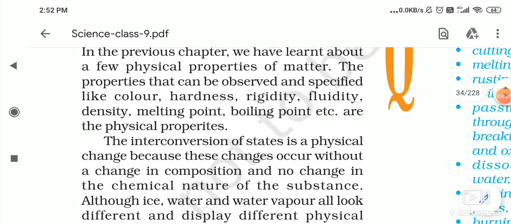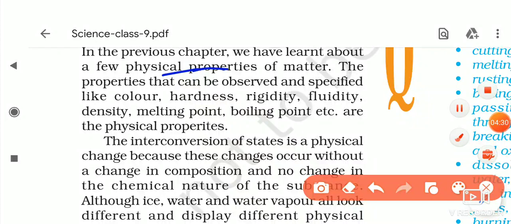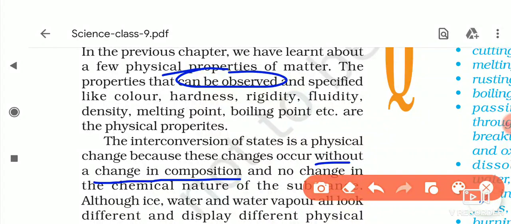Again I repeat this. Physical property means it can be observed without a change in composition, or there is no change in chemical nature in case of physical property. But in case of chemical property, there is a change in the chemical nature.